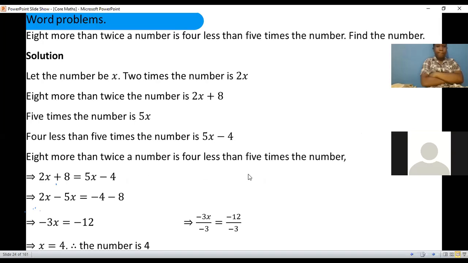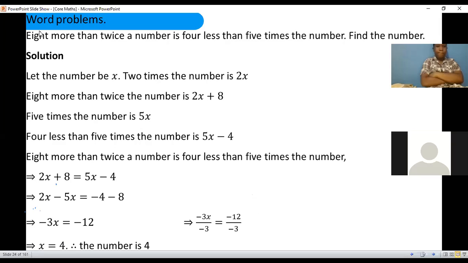Eight more than twice a number is 4 less than 5 times the number. Find the number. So we are going to break it into simple statements and form the equations mathematically.